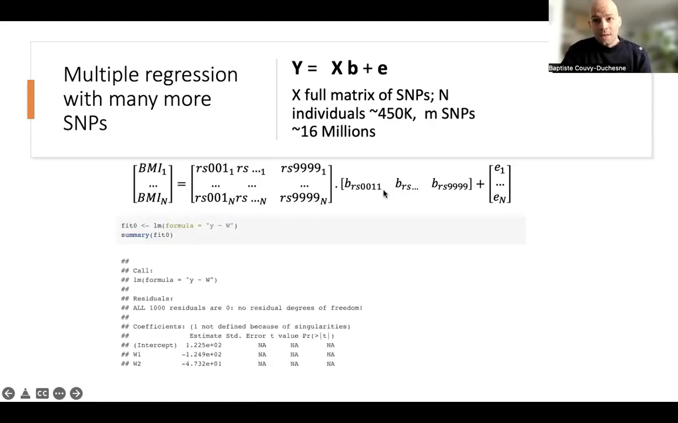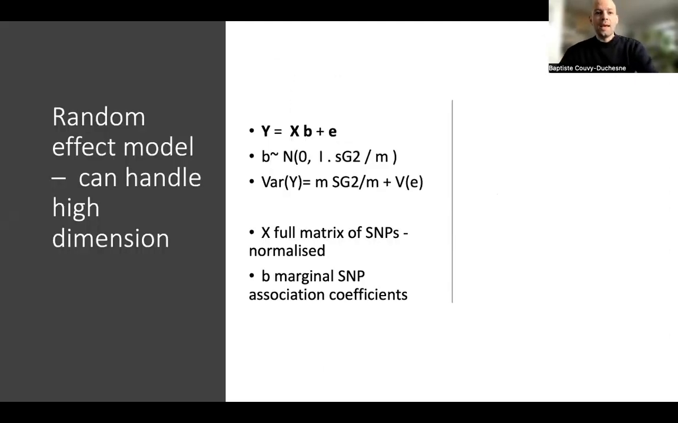Well, if we try to do that in R using the standard approach, this fails. And that's because this model is not identifiable. We don't have enough degrees of freedom to estimate all the parameters. Basically, the rule to remember is that we can estimate n-1 parameters in a linear model. And here we have 16 million SNPs, but we don't have 16 million individuals. So how do we handle this? How do we tackle this challenge?